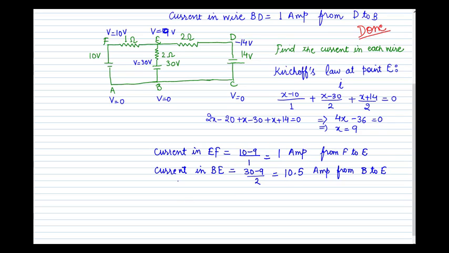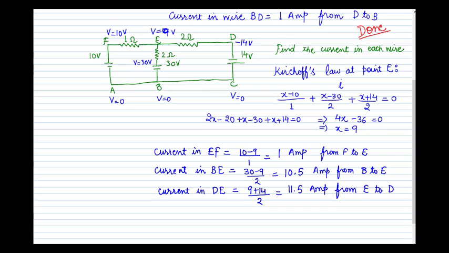And similarly in the wire DE, we can calculate the current. So current in DE is equal to 9 plus 14 upon 2. 9 plus 14 will give you 23. 23 upon 2 is equal to 11.5 ampere. And the direction will be from E to D. Right? Because we have taken 9 minus minus 14. And if you write down minus 14 minus 9, then again you will have a minus. So you will move from E to D.